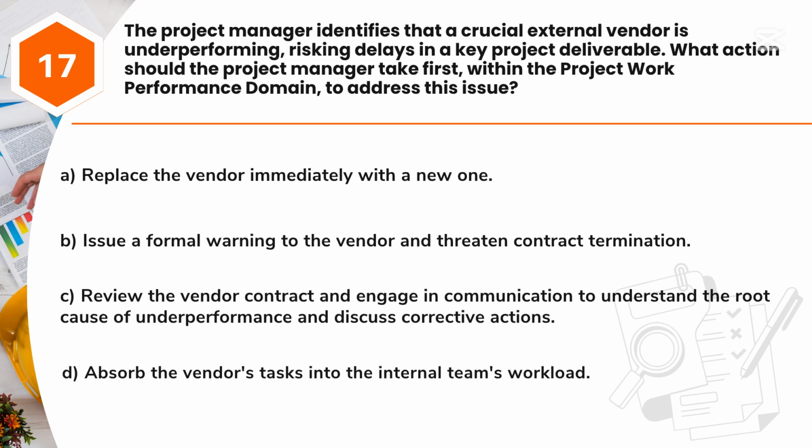Question 17. The project manager identifies that a crucial external vendor is underperforming, risking delays in a key project deliverable. What action should the project manager take first, within the project work performance domain, to address this issue? A. Replace the vendor immediately with a new one. B. Issue a formal warning to the vendor and threaten contract termination. C. Review the vendor contract and engage in communication to understand the root cause of underperformance and discuss corrective actions. D. Absorb the vendor's tasks into the internal team's workload.